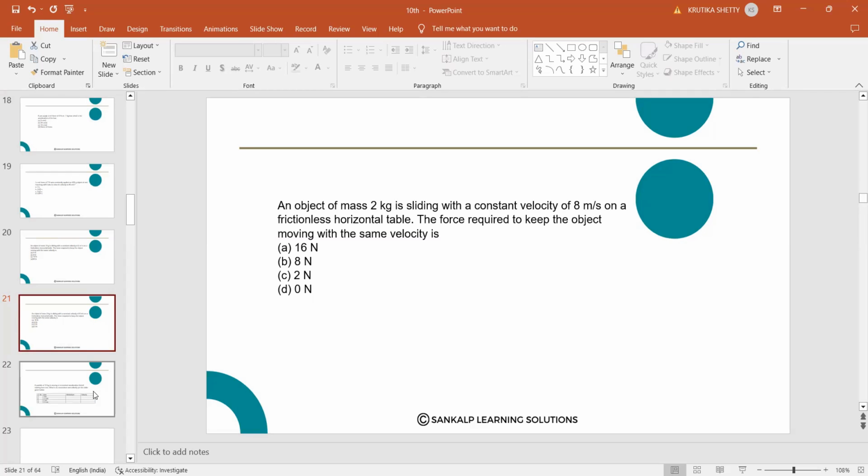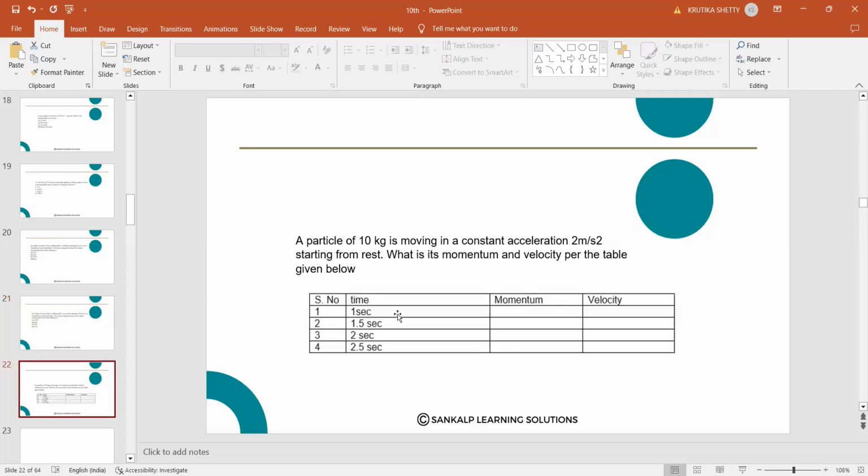Okay, then next slide. So here is our next slide. Here we need to calculate more quantities. Let us see how to do this. A particle of 10 kg is moving with a constant acceleration of 2 meter per second square, starting from rest. What are the momentum and velocity as per the table given below?